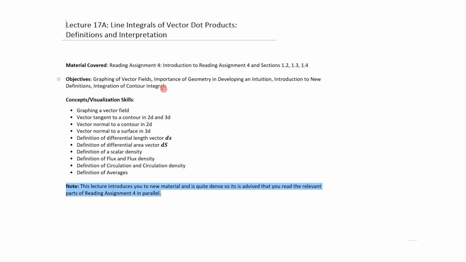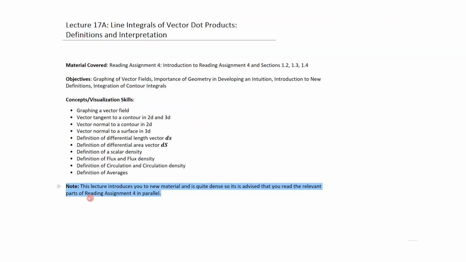And then finally, we look at the definitions. First is the definition of a differential length vector ds, which is basically over a curved line. Definition of a differential area surface area vector, ds. Here basically s is capitalized. Definition of a scalar density. Definition of a flux and a flux density. The fact that we use the word flux generally means it's a vector field. Definition of circulation and circulation densities. The fact that we use circulation implies that we're dealing with a vector field. And then definitions of averages.